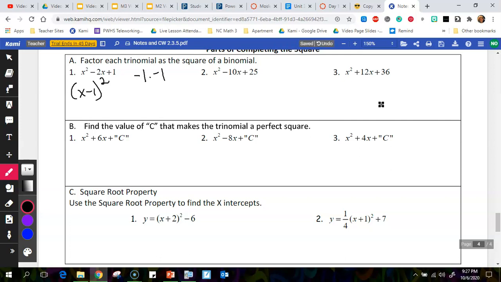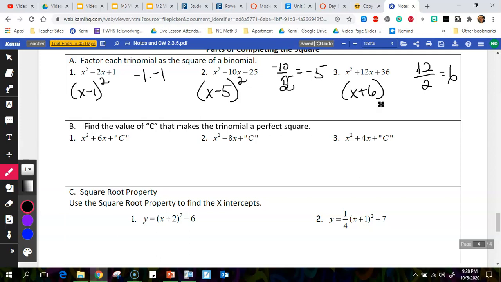So if we just take the x term divided by 2. Got ahead of myself, -5. So that gives you the factor. 12 divided by 2, 6. So this one's x plus 6 squared. It's just telling us these are perfect square trinomials.